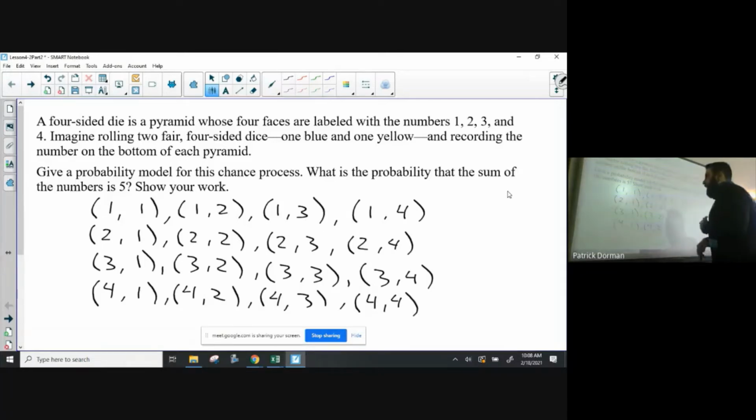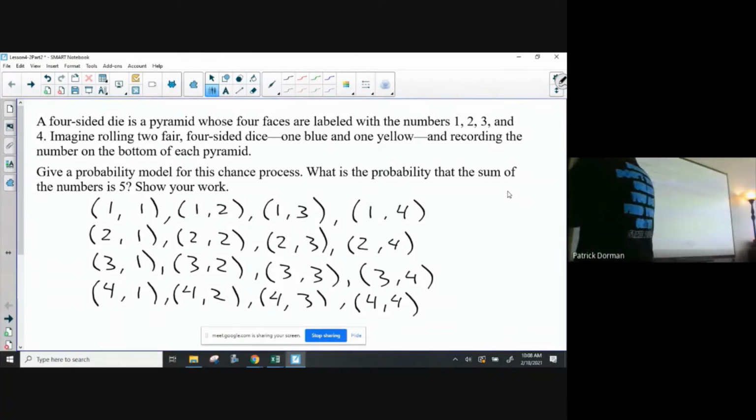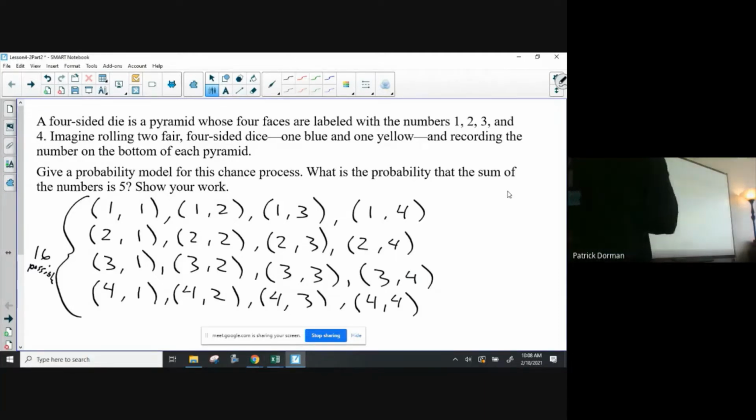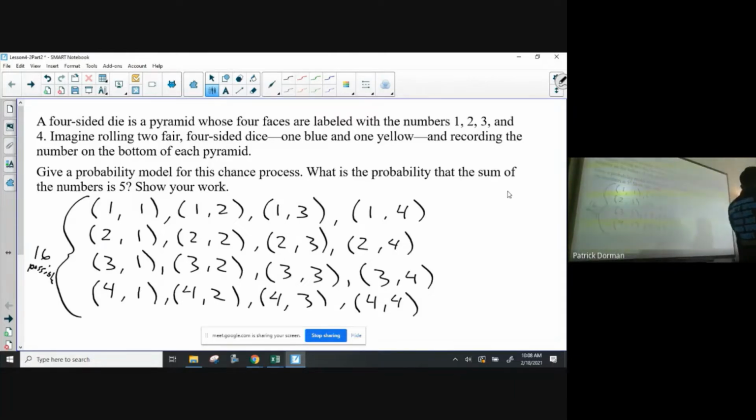And that is our sample space, otherwise known as a probability model. And it is all of the possible combinations that I could have if I rolled 2 four-sided die. And we'll see that this actually lists our number of possibilities, right? Our sample space. It looks like there are 16 possibilities there.